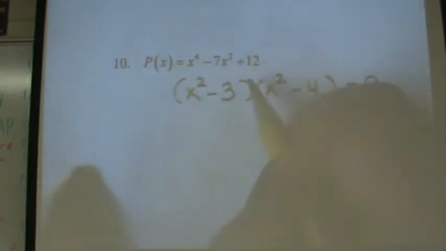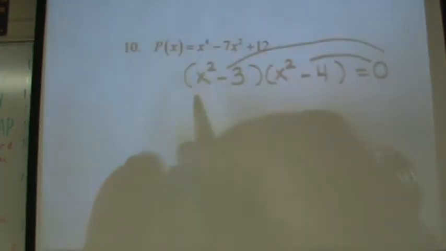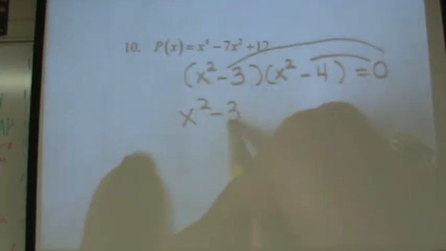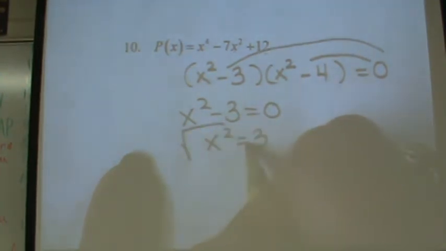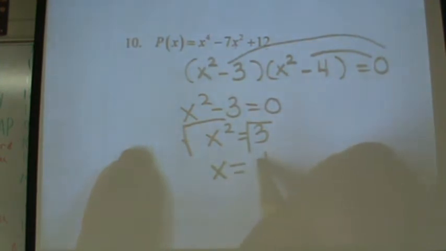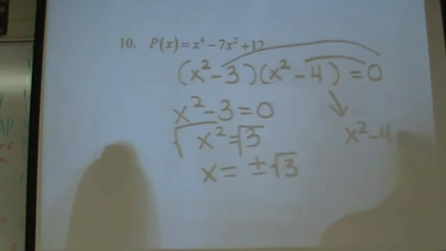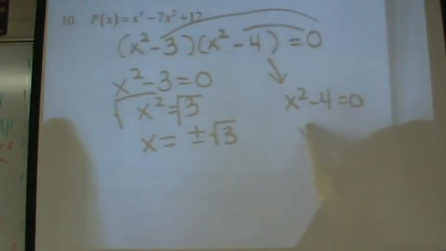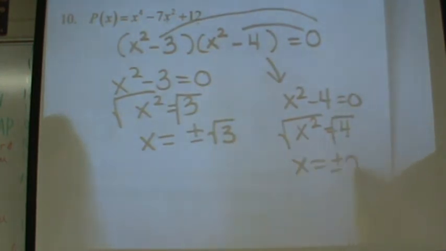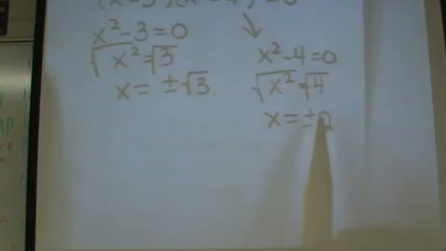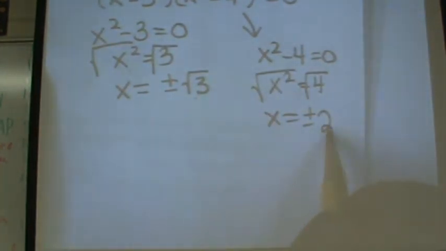So what you would do now is set each of these equal to 0. So you have x squared minus 3 equals 0, add 3, square root both sides, and you get x is equal to plus or minus root 3. Then for this one, x squared minus 4 equals 0, add 4, and square root both sides, you get plus or minus 2. These are all real zeros, but these are irrational, and these are rational zeros.